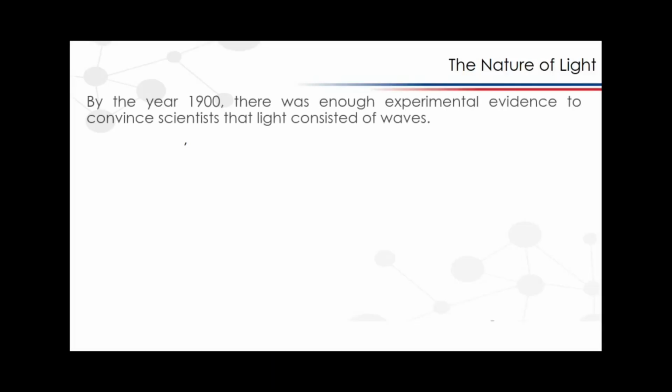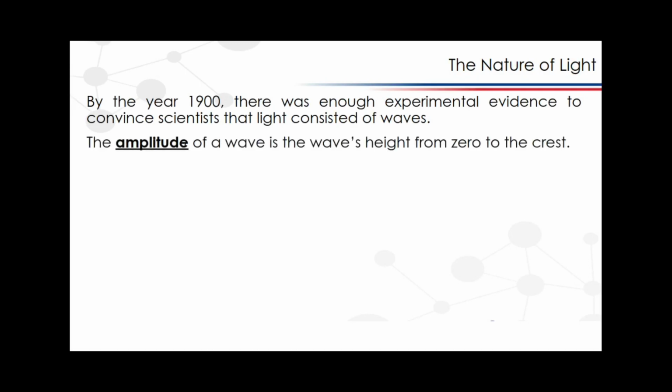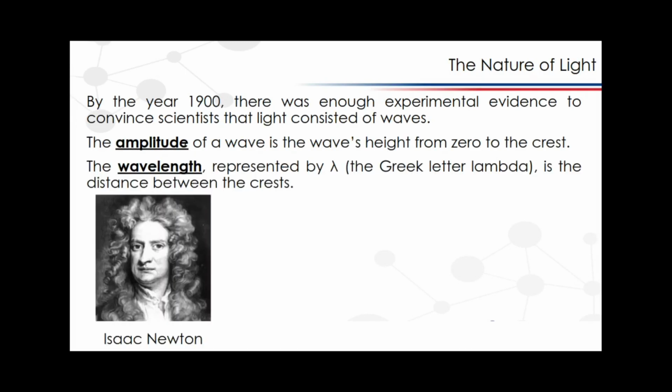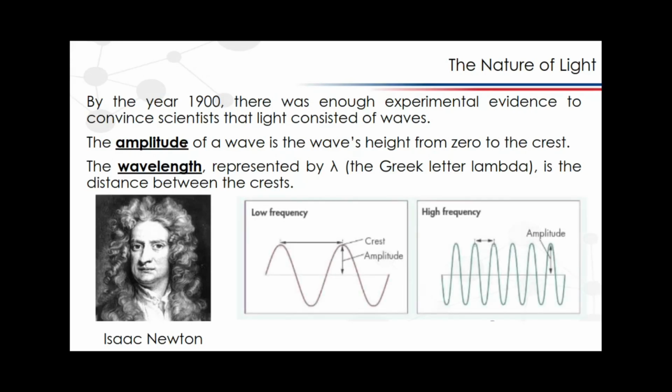Rather curiously, the quantum mechanical model grew out of the study of light by Isaac Newton. He tried to explain what was known about the behavior of light by assuming that light consists of particles. However, there was enough experimental evidence to convince scientists that light consists of waves.